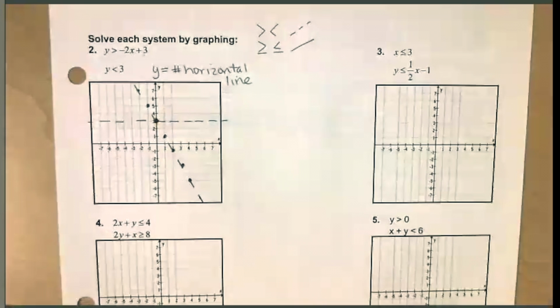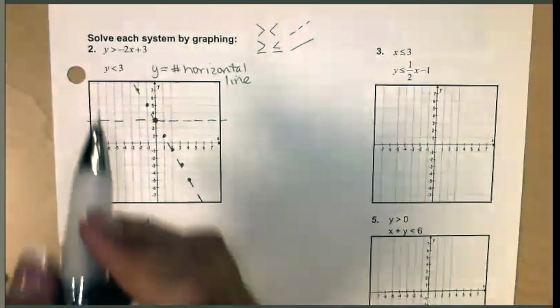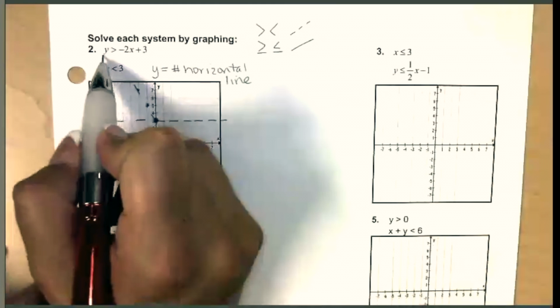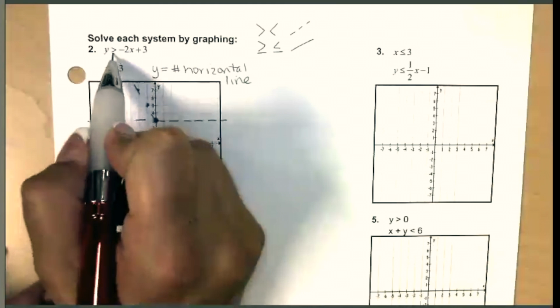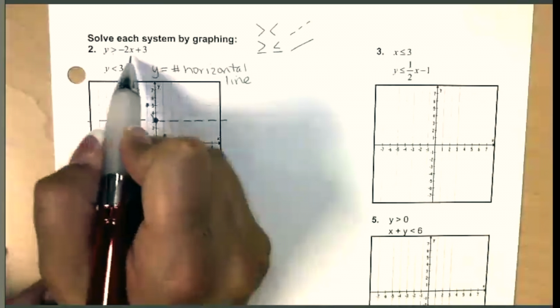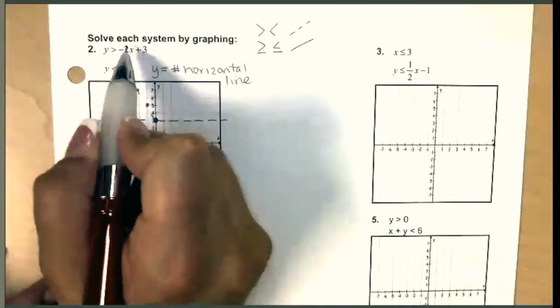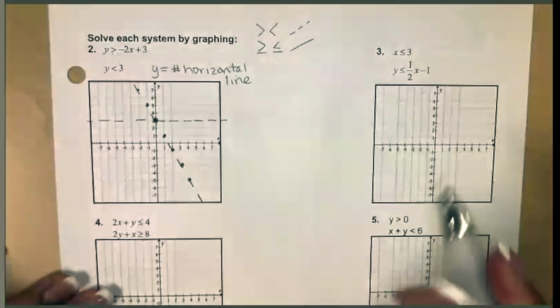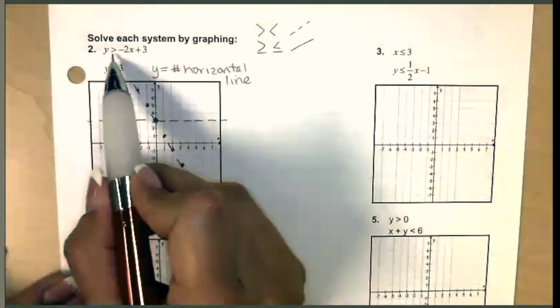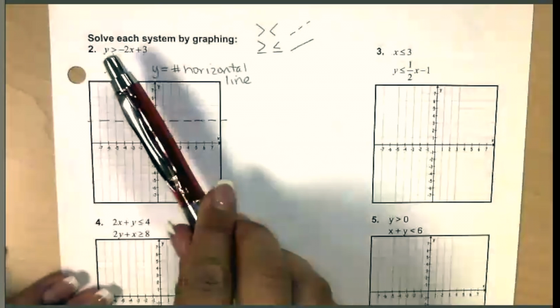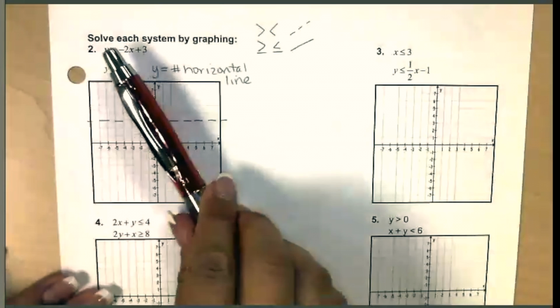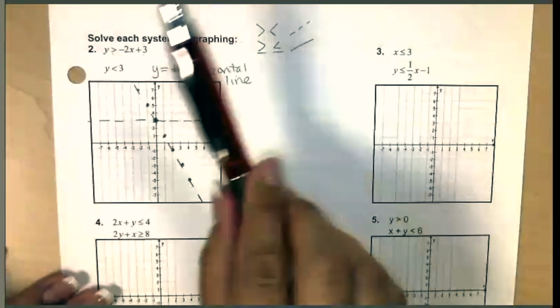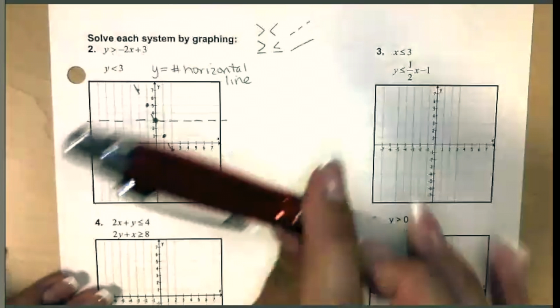Now to determine our shading. Y was on the open side of this inequality. So y is bigger than this line. Y gets bigger as it goes up. So we would want to shade above this line as y is going up. So this whole area is shaded.